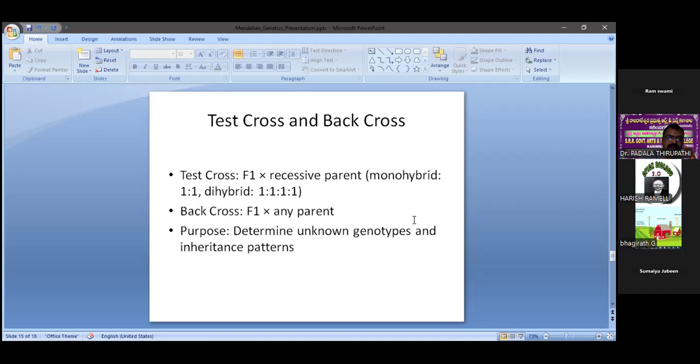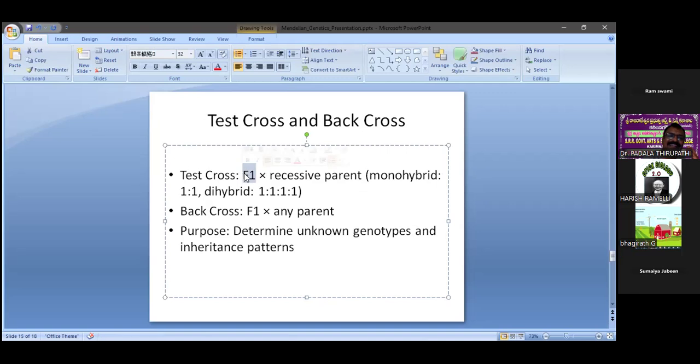So, test cross and back cross also, very well. This is one of the important aspects in many competitive examinations and PG entrance examinations. Test cross and back cross. Test cross is a cross made between an F1 hybrid and the recessive parent.